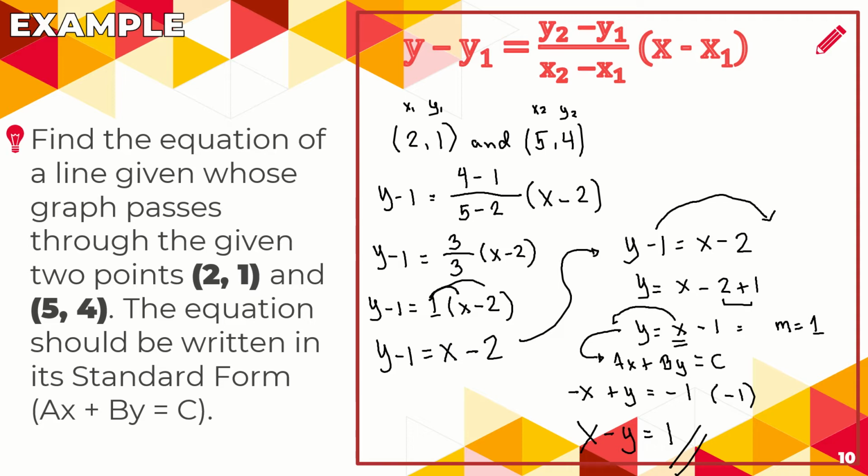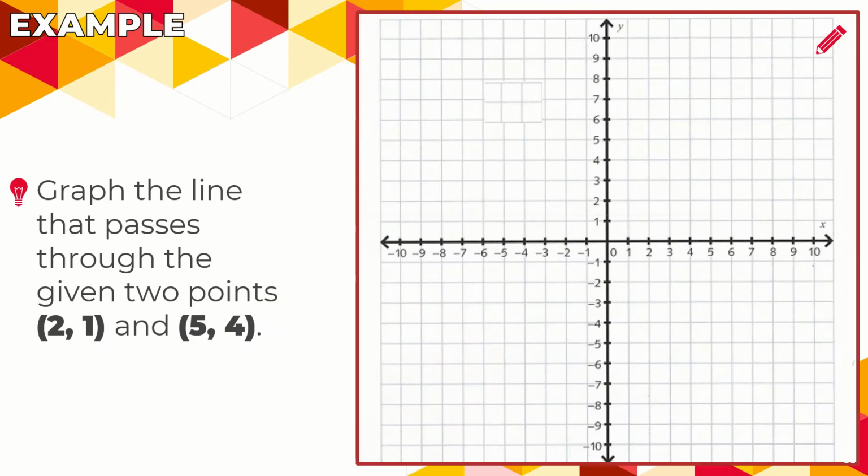This time, we are asked to graph the two given points. We have (2, 1) and (5, 4). Obviously, both the values of x and both the values of y are positive. So we're going to find (2, 1) and (5, 4) in quadrant 1. So plot (2, 1), then plot (5, 4), then connect the two points. Obviously, with that kind of line, from left to right, we have a positive slope. Is that clear, class?